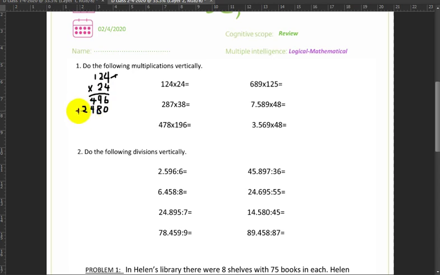And I add. 6 plus 0 makes 6. 9 and 8 makes 17. Right, 7 carry 1. 4 and 4 makes 8, plus the 1 that I carried over makes 9. And here we get 2. So my result is 2,976.